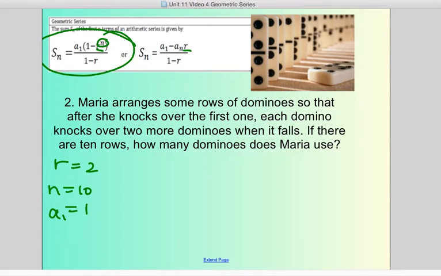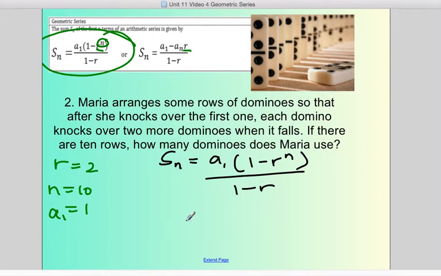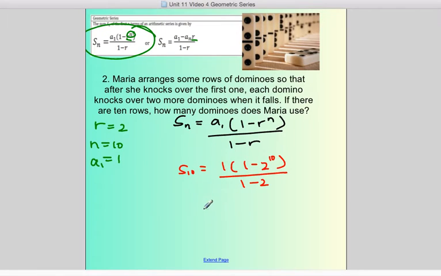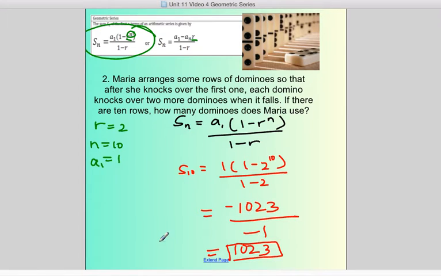So right away there, I know I need to use this equation. So we have S sub n is equal to a sub 1 times 1 minus r to the n, over 1 minus r. All right, so let's fill it in. So S sub 10 is equal to 1 times 1 minus 2 to the 10th, all over 1 minus 2. Okay. 1 minus 2 to the 10th is negative 1,023. And if I multiply that by 1, I still have negative 1,023 over negative 1. When I divide, I get 1,023. So in 10 rows, she would use 1,023 dominoes.